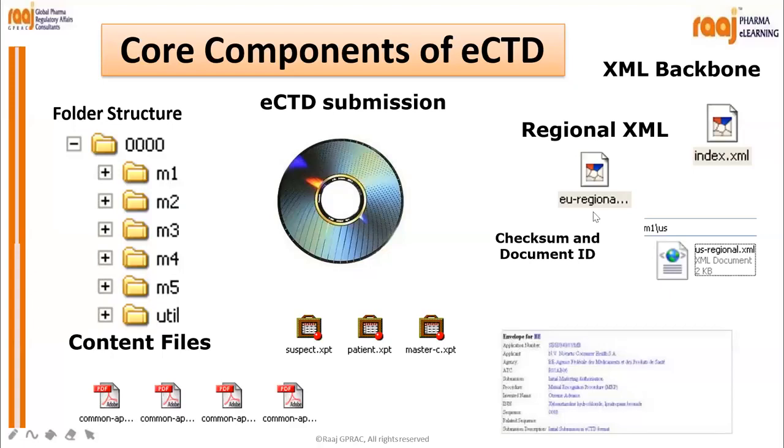You know, there are content files, then the regional.xml file, the index.xml file, the checksum, and when you go for Europe, there are envelopes which we have to prepare for each country, because Europe has 27 plus 3 countries. So each country-specific envelope we have to prepare under module 1, and then we submit. Next week we will see how it is prepared and how it is organized.